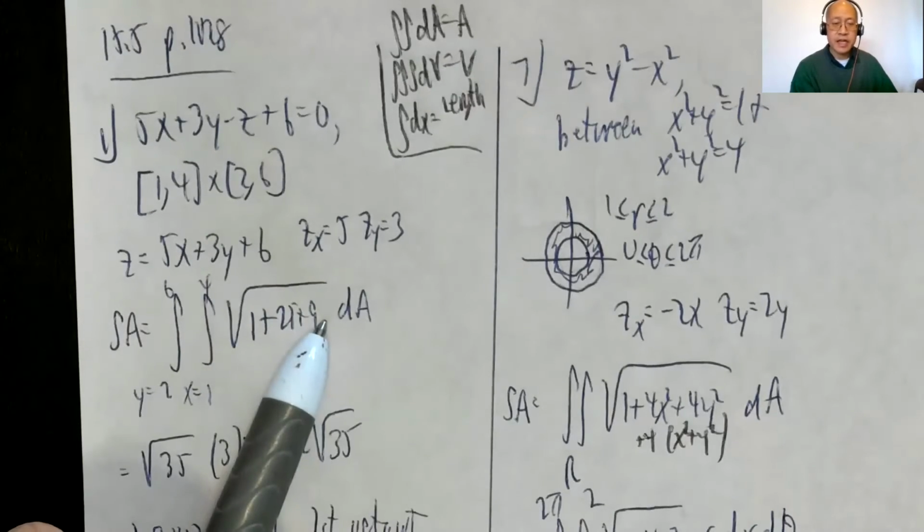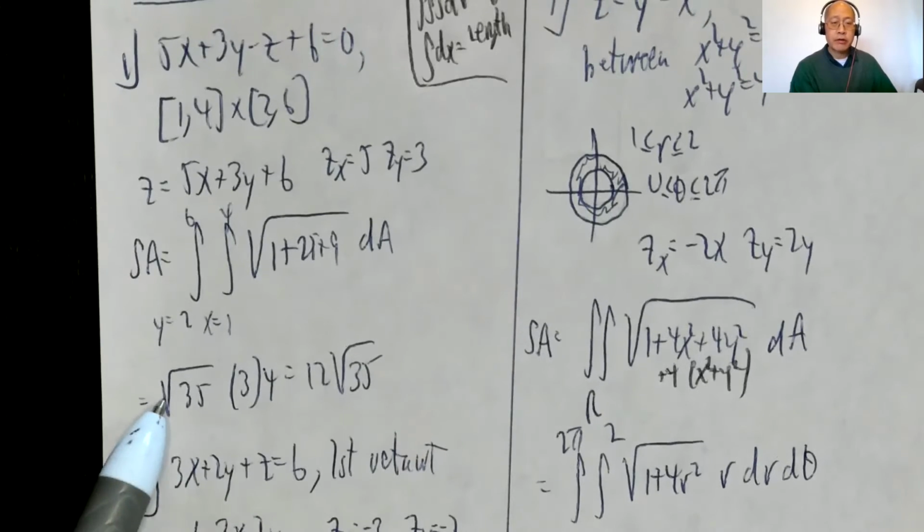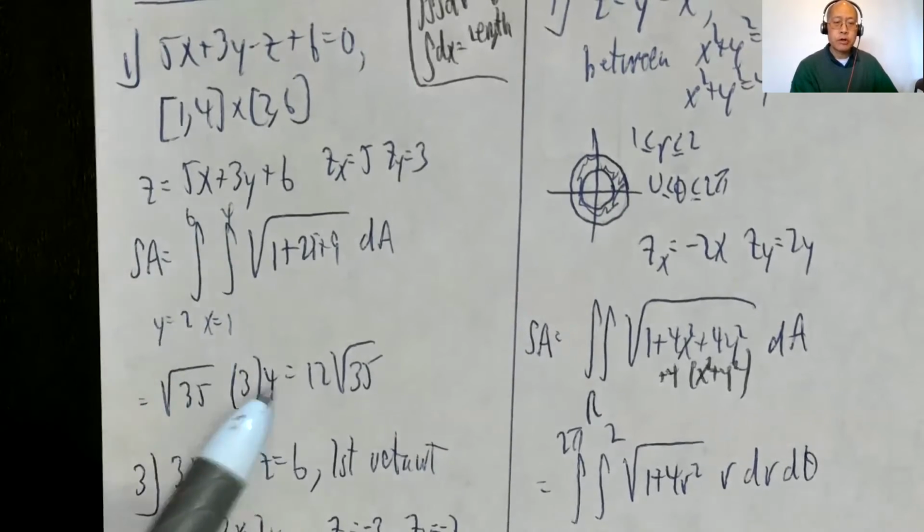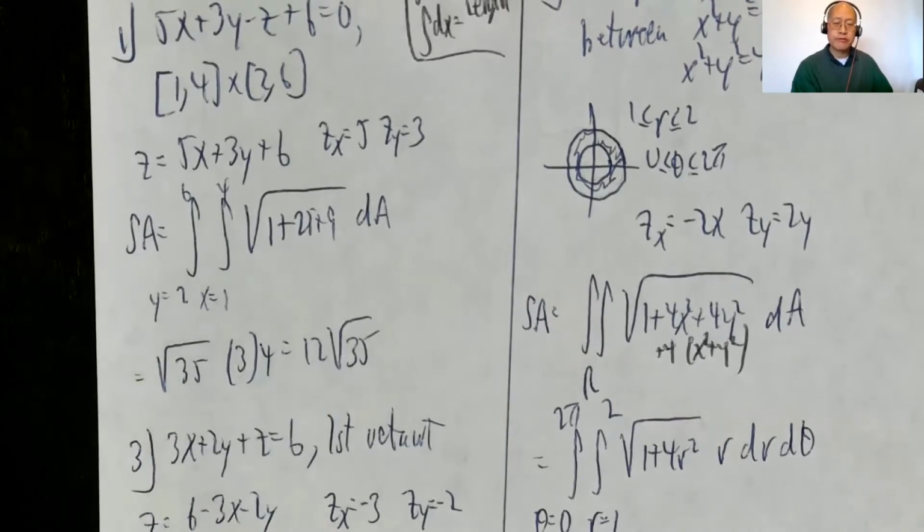Double integral of dA is just A, so it's just the area. Radical 35 times, from 1 to 4, that's 3. 2 to 6 is 4. 3 times 4, 12 radical 35.